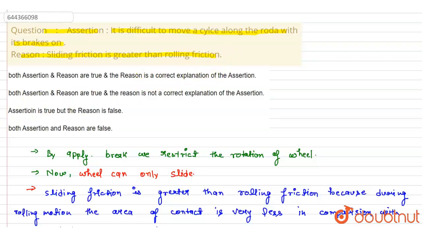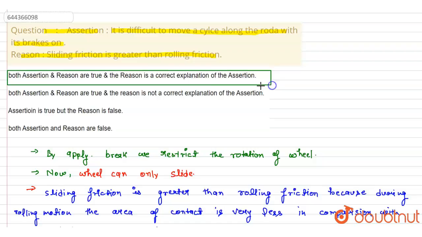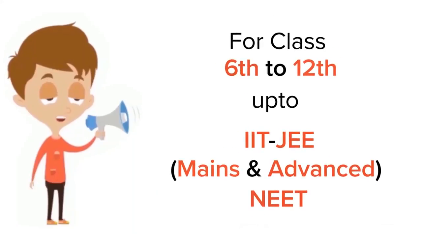So the correct option is option A, because assertion and reason both are correct, and reason is correct explanation for the assertion, okay. So our answer is Option A.